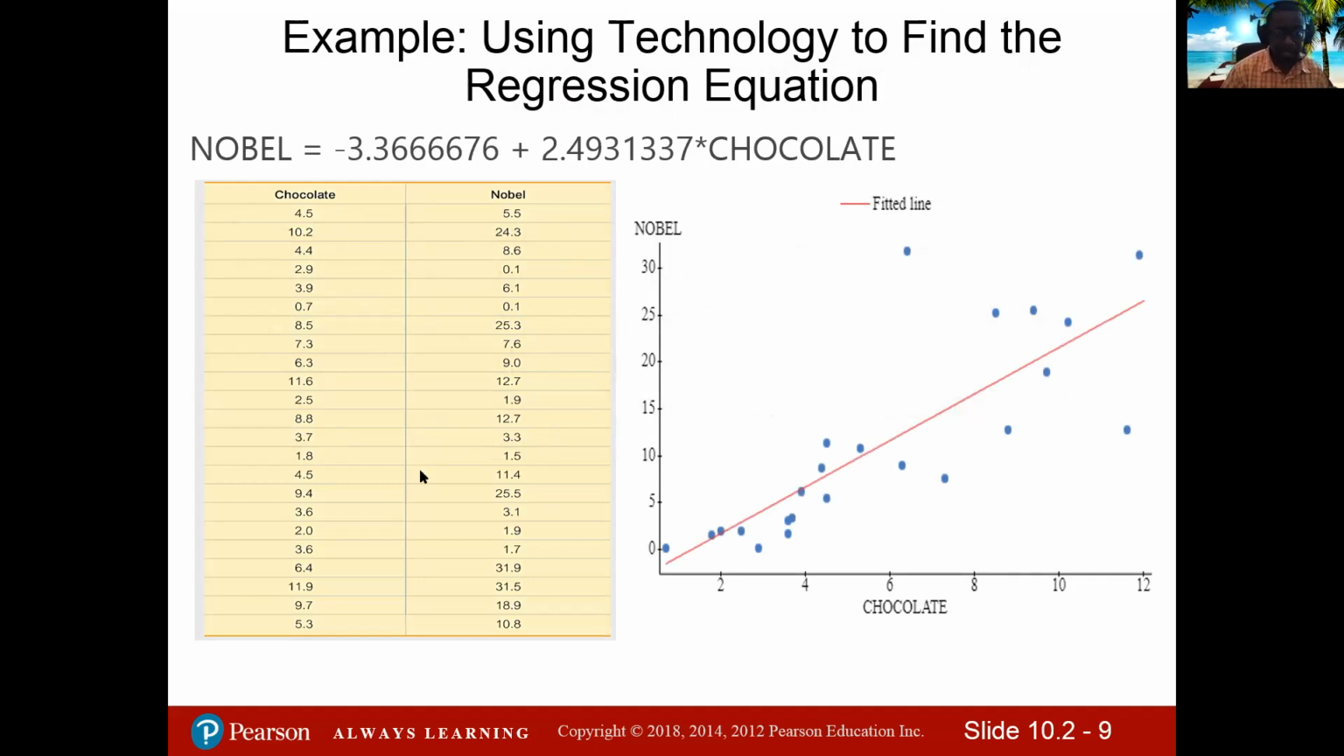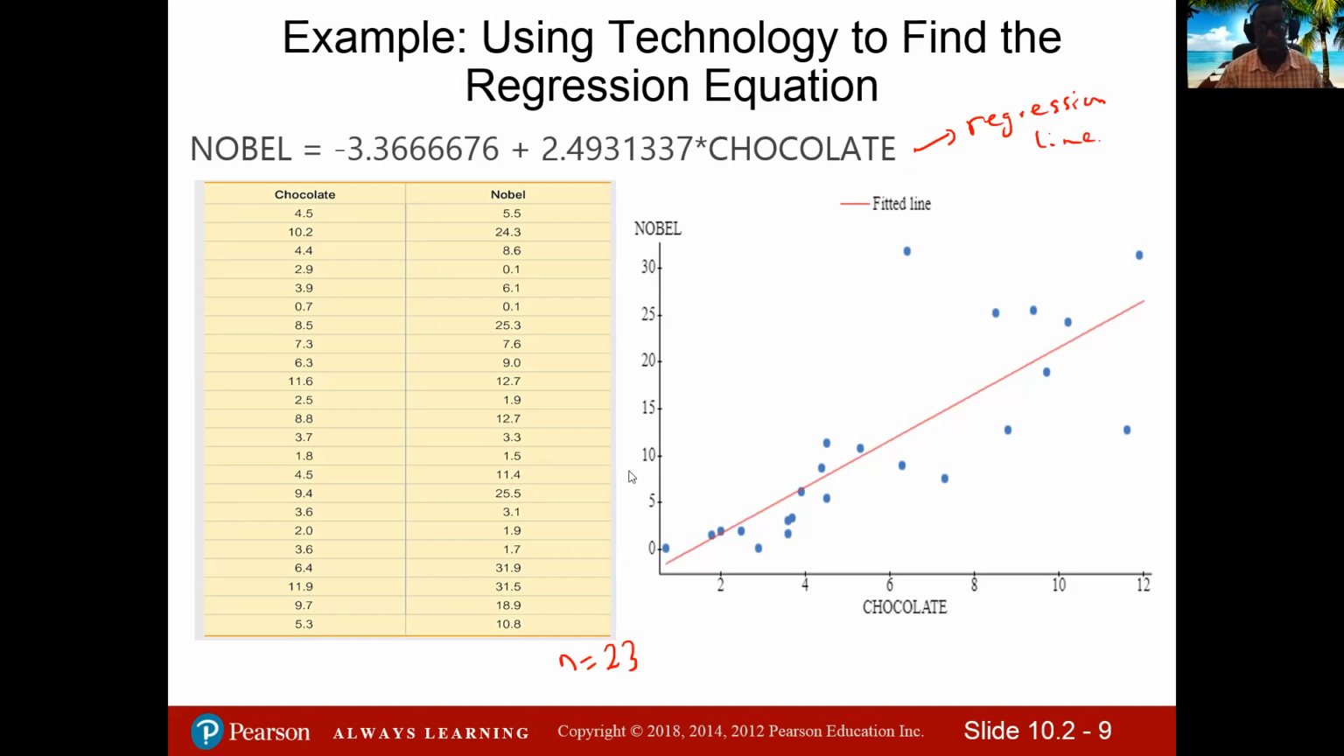This is the data set. It comes with the textbook, and that is a scatter plot for it. And this is our regression line, or the regression equation, for chocolate and Nobel. That means the amount of chocolate consumption gives you that. Now notice that n is 23. It's not like the only five that we considered last time in the previous section.